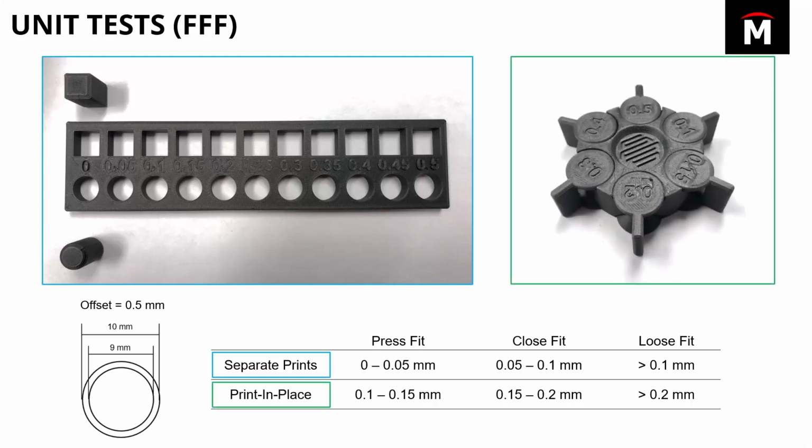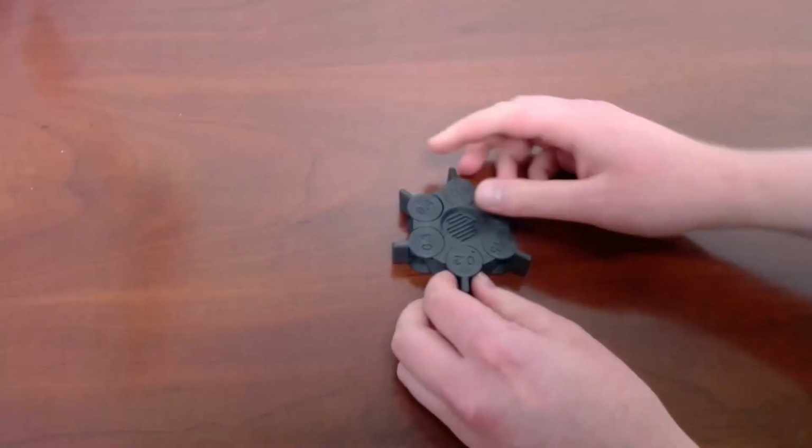Now the alternative is a print in place. So this is where you're actually modeling moving bodies in situ so that after printing they cannot be pulled apart. And that's really great because, obviously, if you don't have access to hardware, that sort of thing, print in place can be a great application. But what you'll notice is that the print in place offsets are higher than our offsets for separate prints. And that's just the nature of the technology.